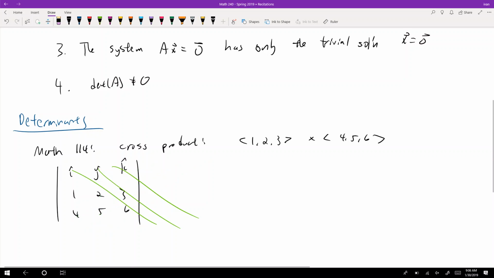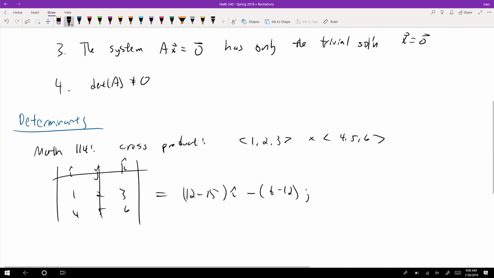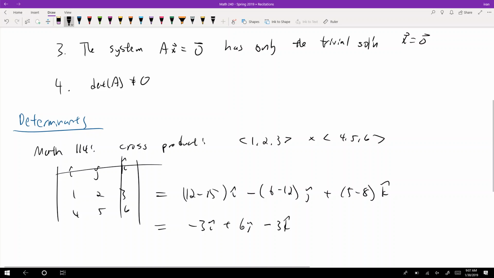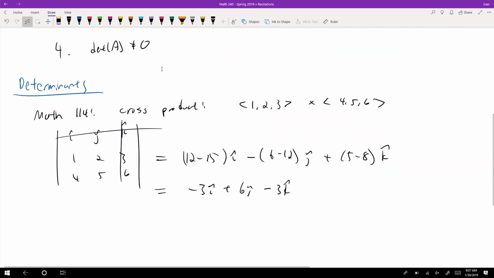But in general, what we did, we calculated the determinant. So this is 12 minus 15 times i hat. And then you subtracted 6 minus 12 times j hat, plus 5 minus 8 times k hat. And so you get this vector -3, 6, -3, or more properly speaking, -3 i hat plus 6 j hat minus 3 k hat. So that was the cross product in 114. The idea is exactly the same in 240.